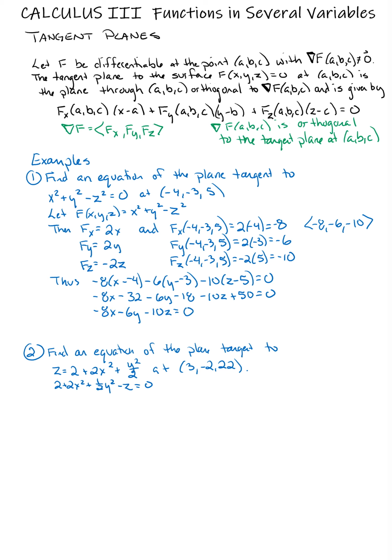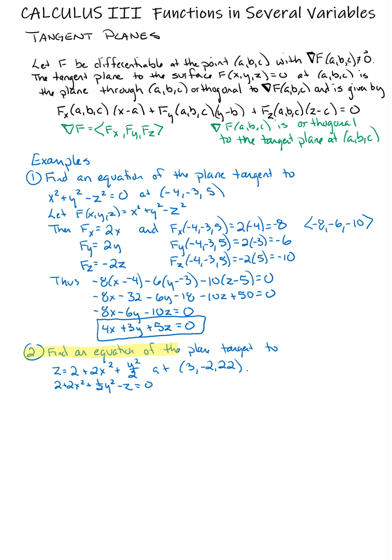And that gives us the equation 4x plus 3y plus 5z is equal to 0. Much happier with that. The numbers are a little bit smaller and all positive. It's always nice to work with positives, right? There we go, an equation of the plane tangent to x squared plus y squared minus z squared equal to 0 at negative 4, negative 3, 5.